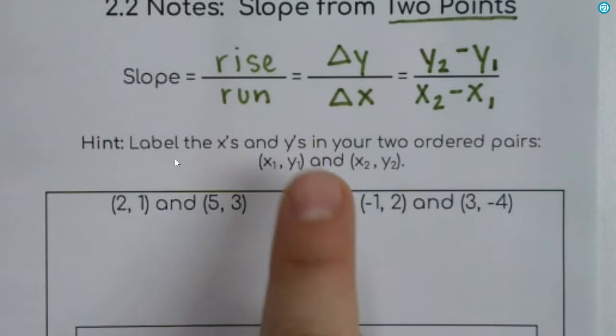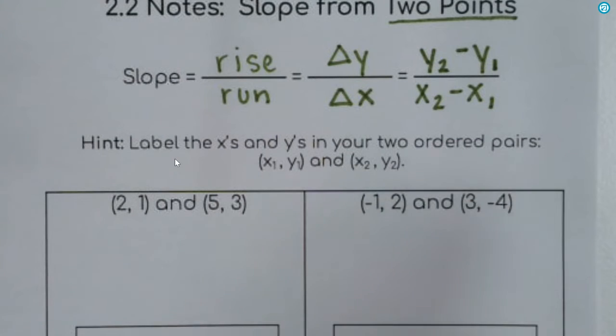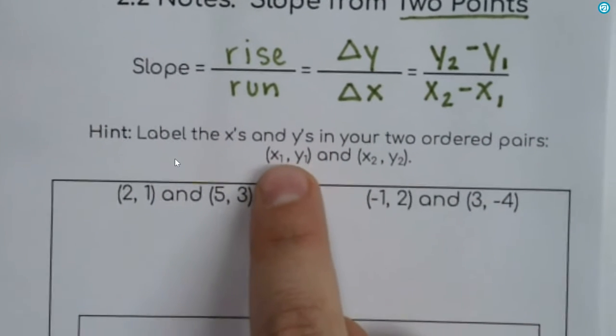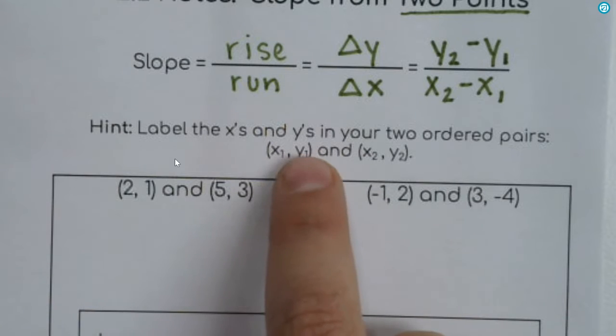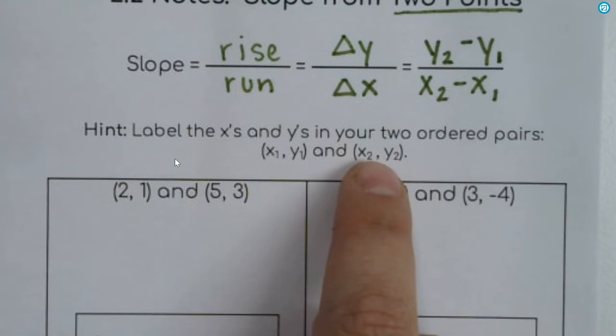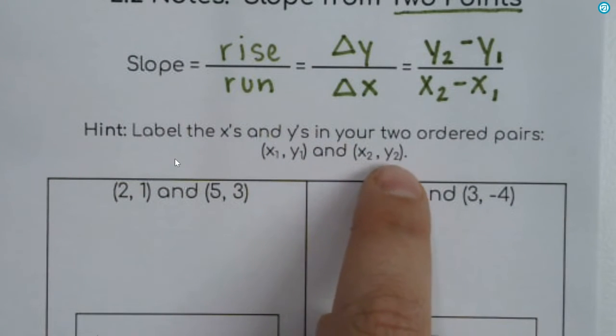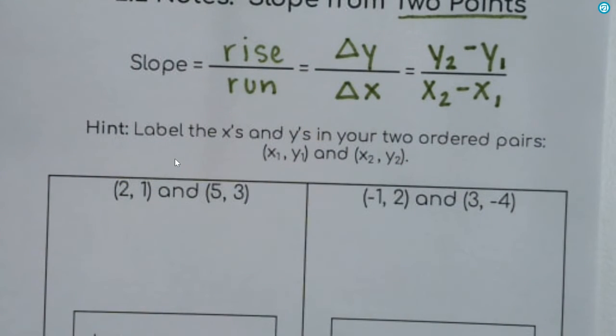Right there below that, it says, hint, label the x's and y's in your 2 ordered pairs. So your first ordered pair is going to be x1 and y1 because it's from the first ordered pair. Your second ordered pair is x2, y2, because it's from the second ordered pair. So if we label our points like that, then we just plug them in, and our formula should always work.